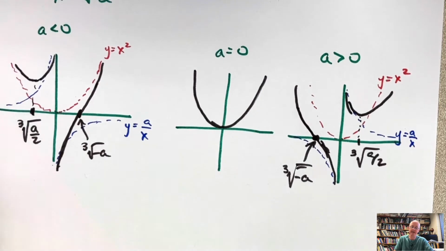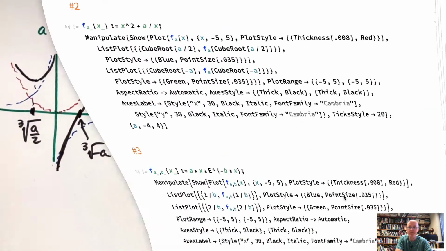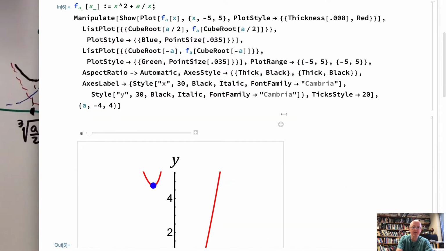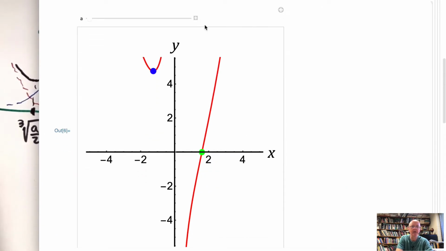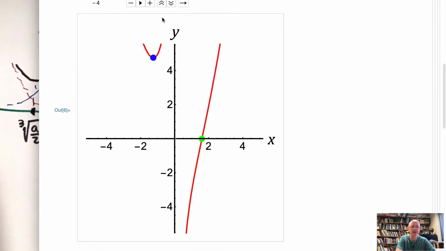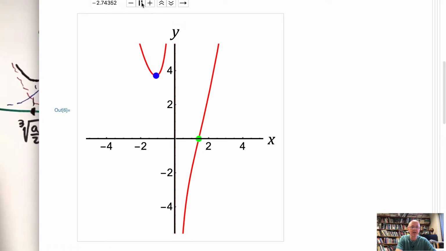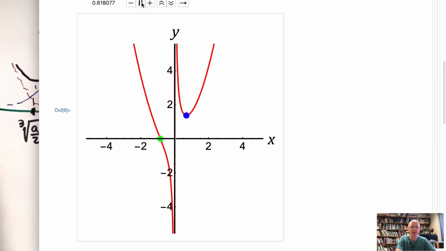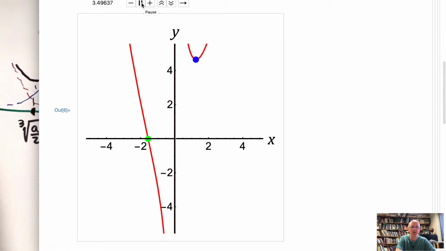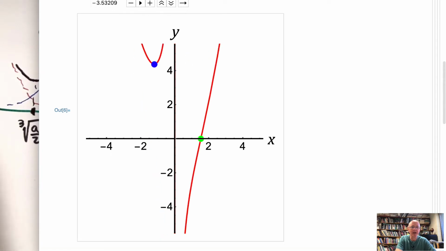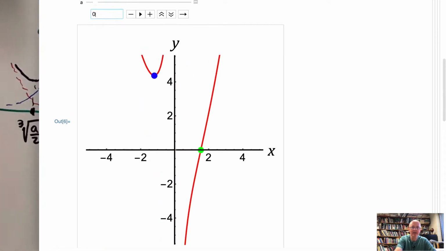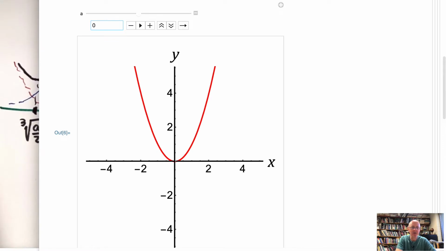Let's go ahead and see this in Mathematica now. See this happening. The critical point is in blue, the inflection point is in green. And yeah, as a crosses through 0, they kind of merge and flip. When a equals 0 exactly, it is the graph of x squared. Okay? So that's pretty interesting.